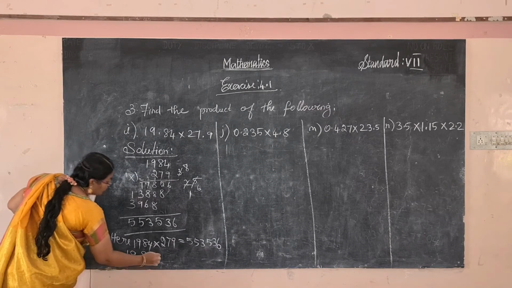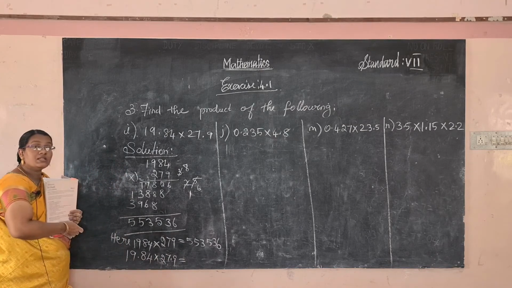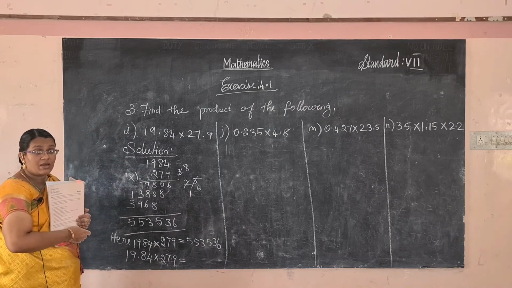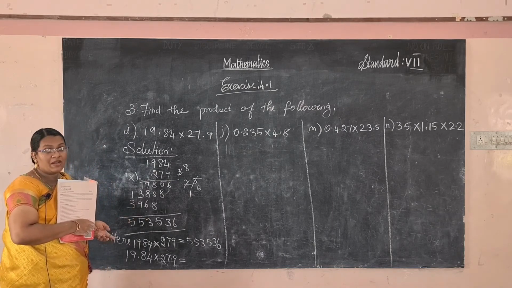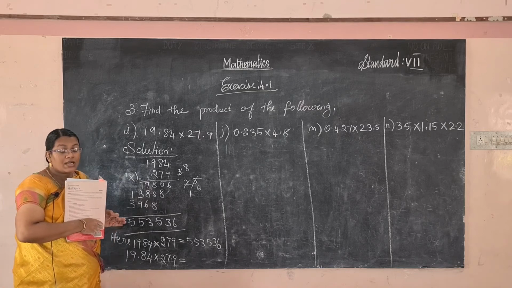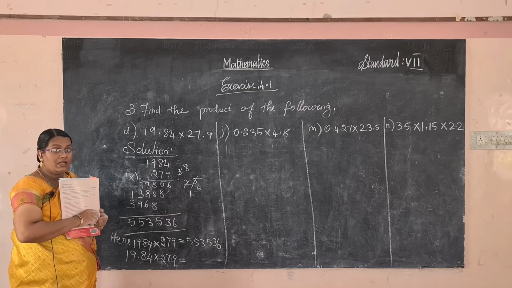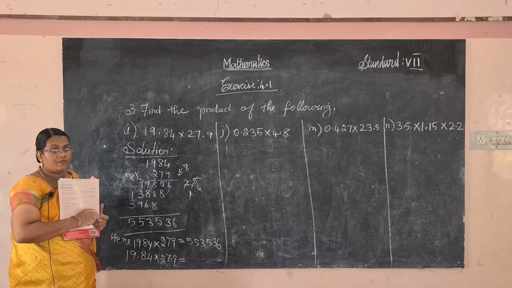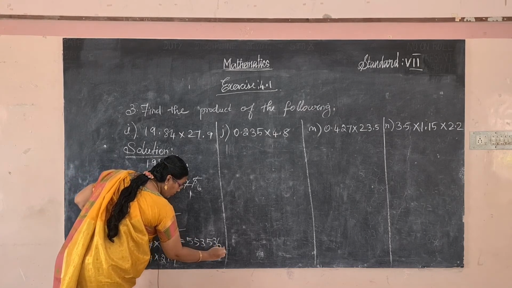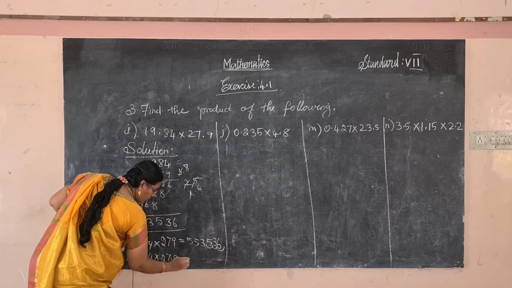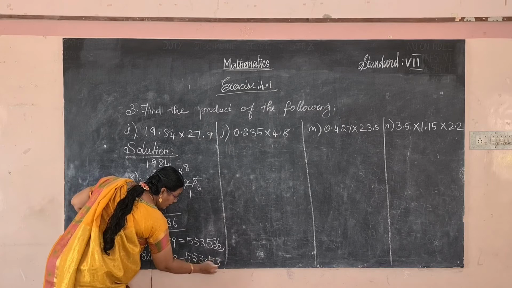So we need which number? 19.84 into 27.9. So how many decimal places after the decimal point in the first number? 2. And then the second one has 1. So the total number of decimal places is 3. So the decimal point is shifted from the right side by how many places? 3 decimal places. So the answer is 553.536.